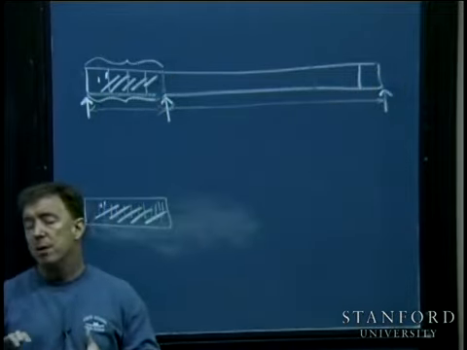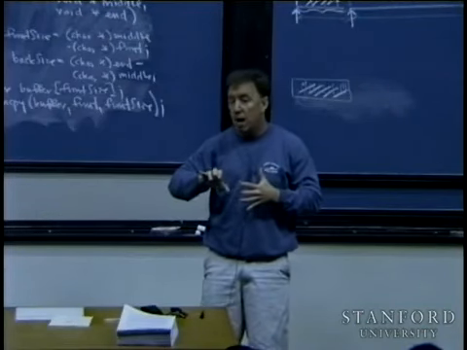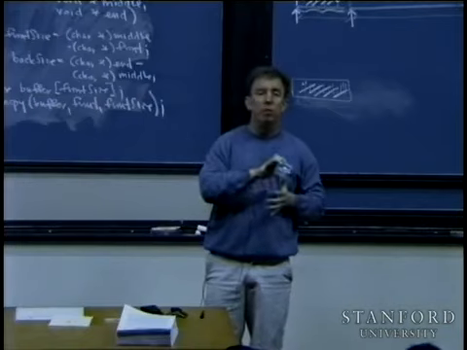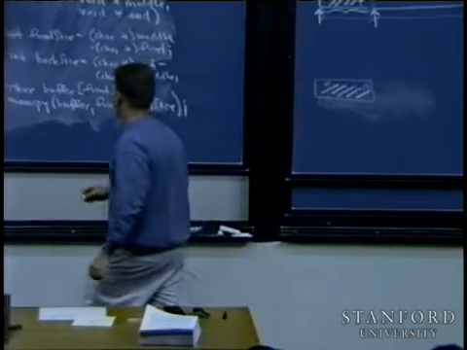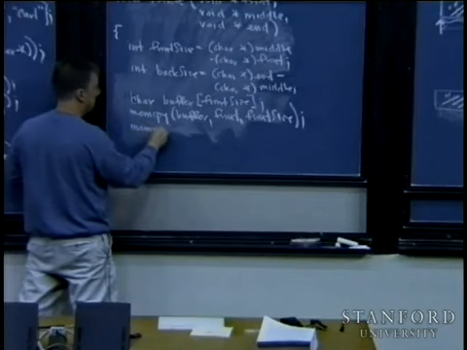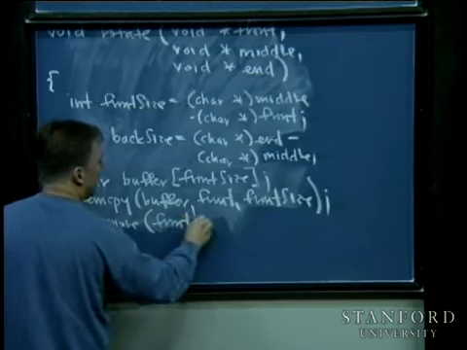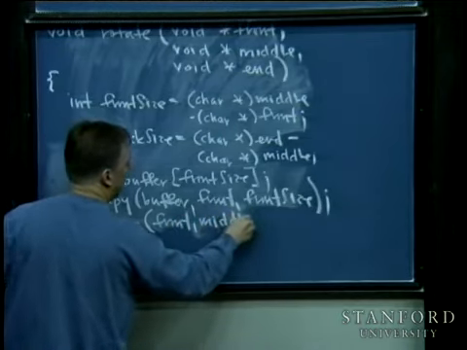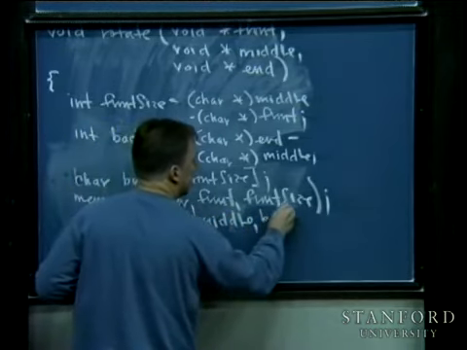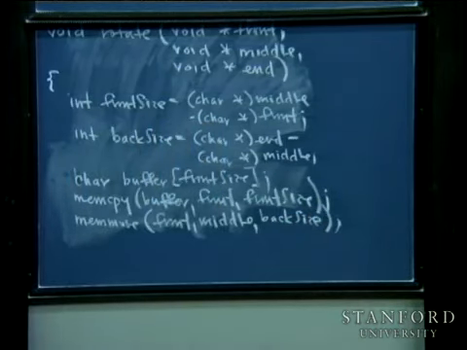When you call memcpy, your heart's in the right place, but you're dealing with two overlapping figures. So you want to call not memcpy, but memmove with the same signature. Okay, that would be this. Memmove. I want to copy to front from middle, and I want to copy back size. Okay? Does that make sense to people?